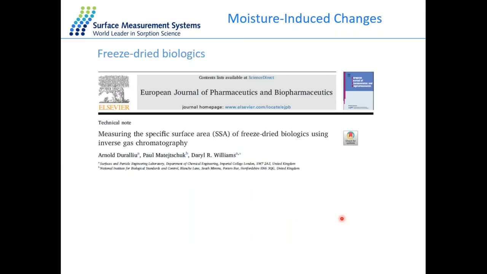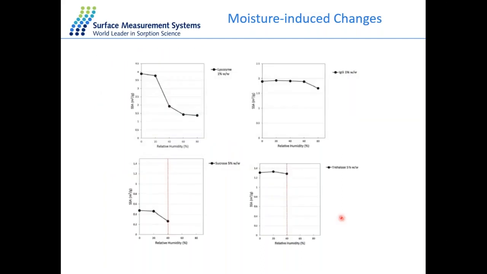Here I'm highlighting the paper from Dr. Williams' group on the freeze-dried biologics that I showed previously. Not only did this paper show that you can reproducibly get BET surface areas for very low surface area materials, but you can also look at it as a function of relative humidity. And these are some different freeze-dried biologics. This is the surface area on the y-axis versus relative humidity on the x-axis. And you can see many of these samples have a very clear transition. As we go up in relative humidity, we see a rather dramatic decrease in the surface area.